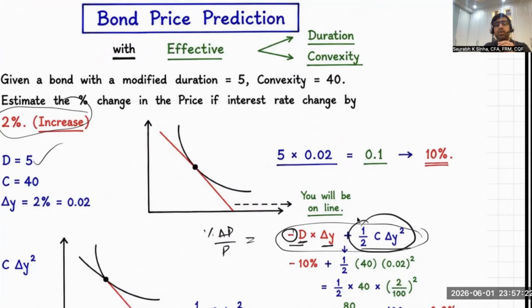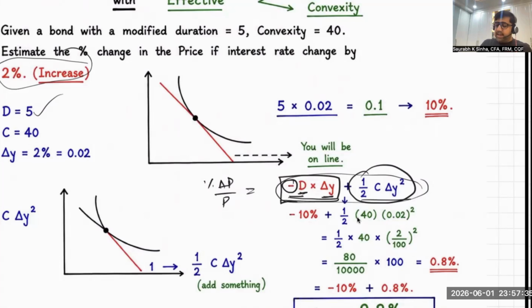Have we discussed how we got this formula? No. We just accepted that this is half C del y square. So if I calculate, this value is going to come as negative 10% because the bond price will fall by 10%, because the interest rate is rising by 2% and bond duration is 5. So definitely the bond price will move in the opposite direction. This is half C del y square. I have half, and 40 is the convexity given in the question.